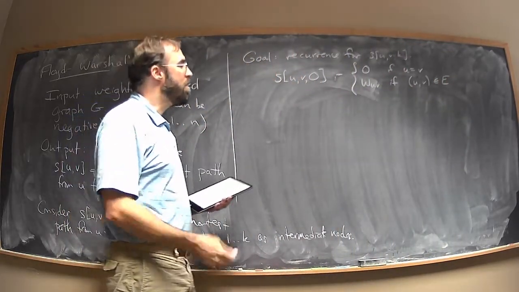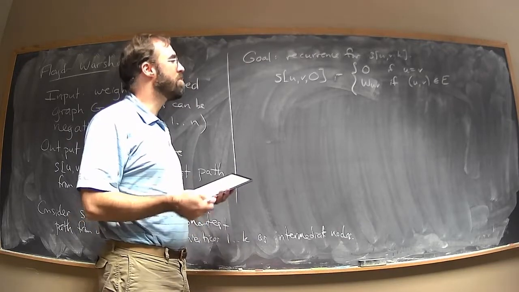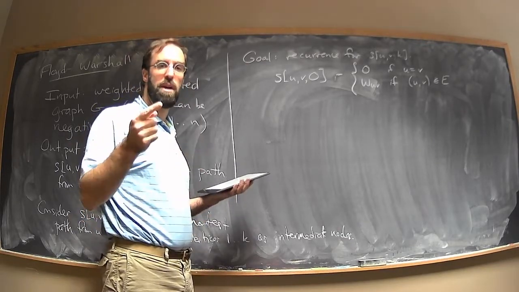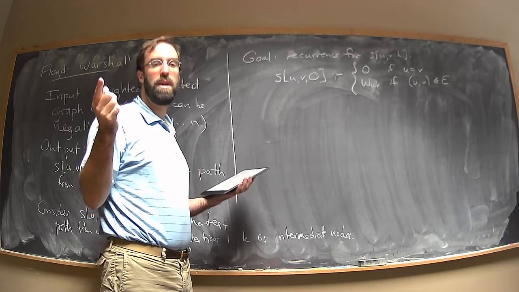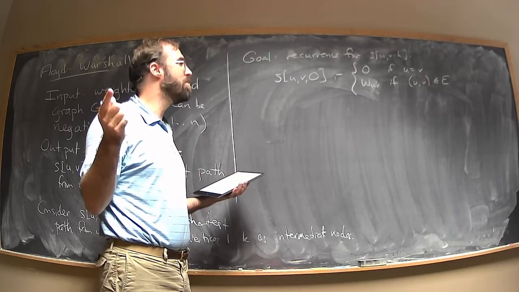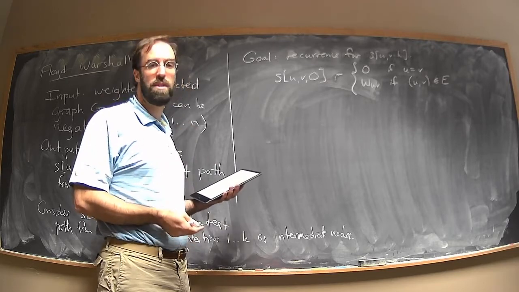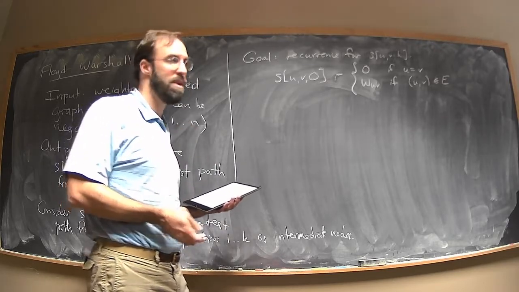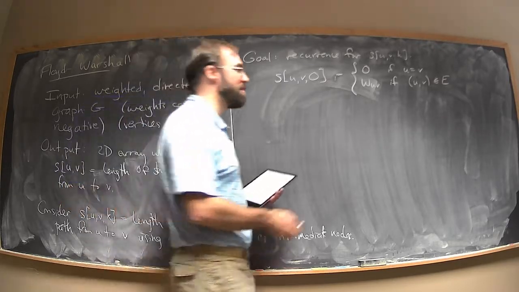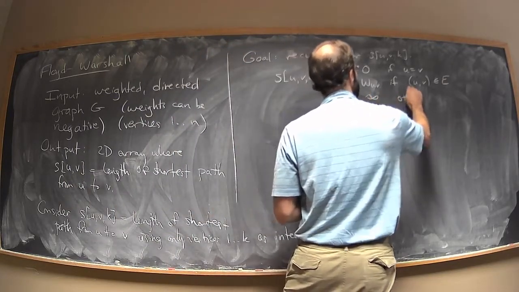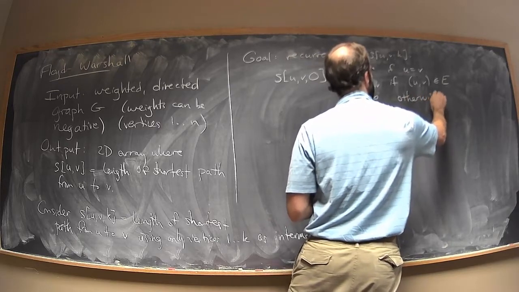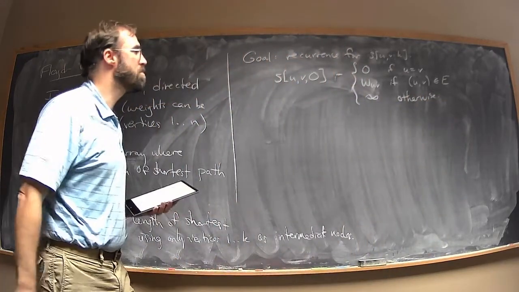Otherwise, in any other case, I have some u and v, they're not connected by an edge. There's no way to get from u to v without using any intermediate vertices, so we're just going to say the shortest distance is positive infinity, because that's the same as saying that there's no way to get there. So positive infinity otherwise. Okay, so those are our base cases.